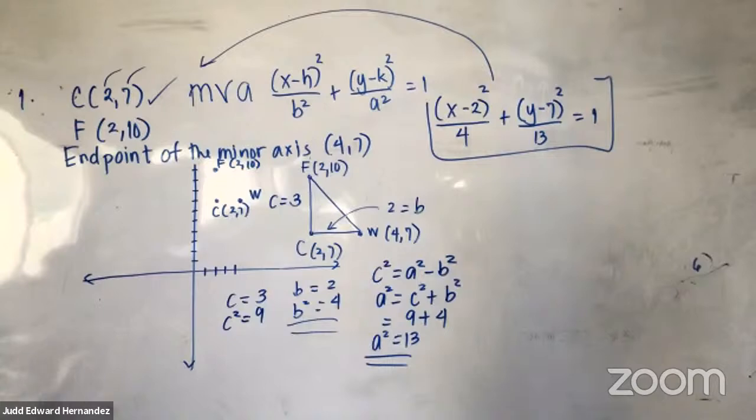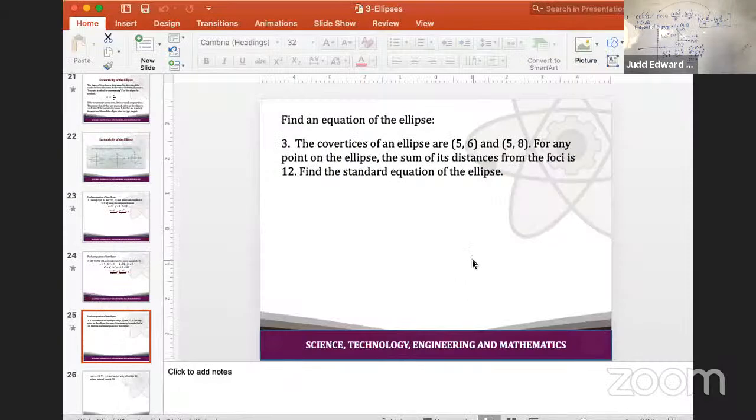Okay? Let's have another. Naintindihan ba? Maliwanag ba? Opo. Okay, so share screen ko muna to. Ito yung pangalawa, medyo mahaba kasi. Sabi dito, find the equation of an ellipse, having co-vertices, which will be 5, 6, and 5, 8. So sulat ko na rin muna.